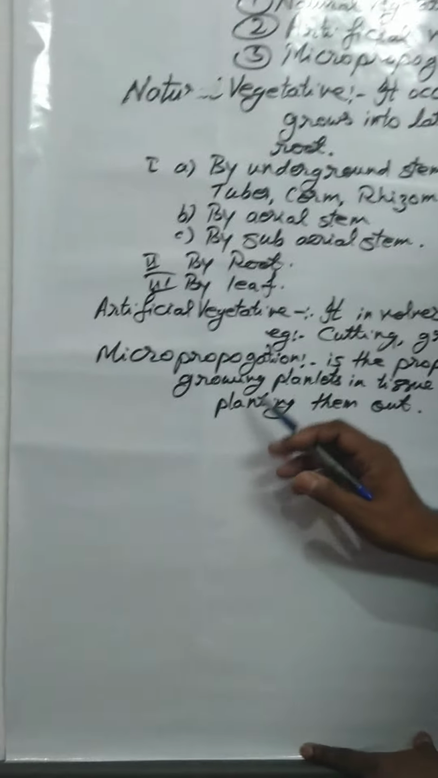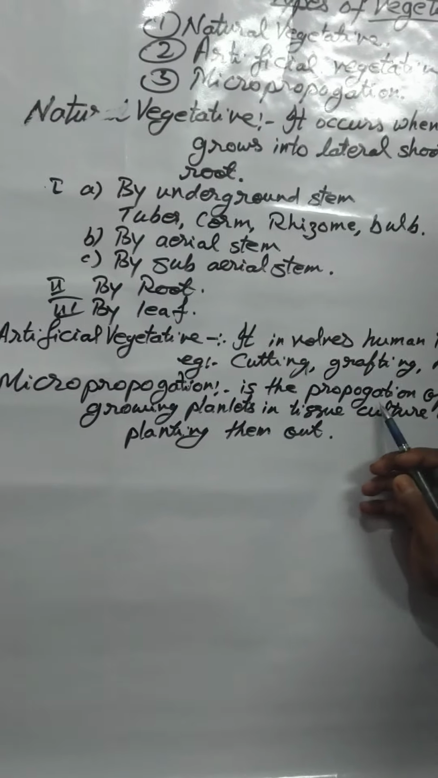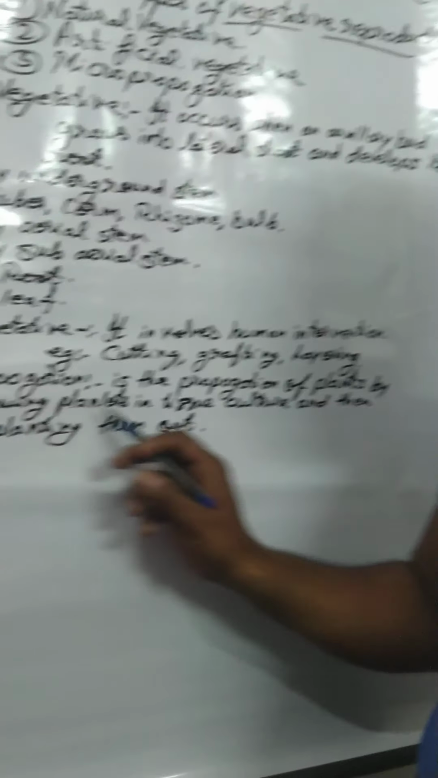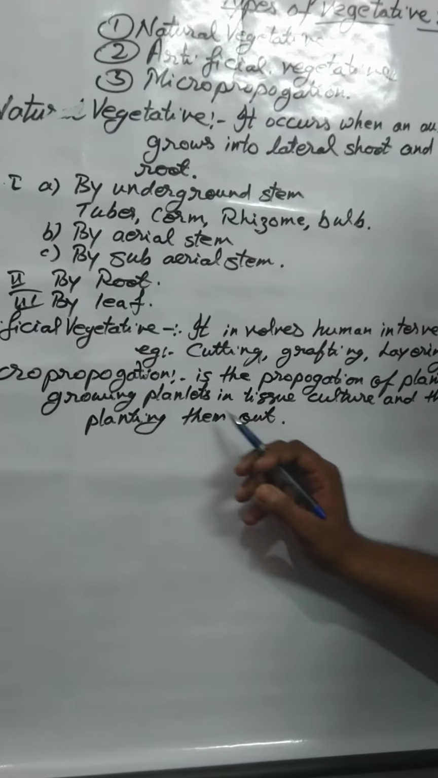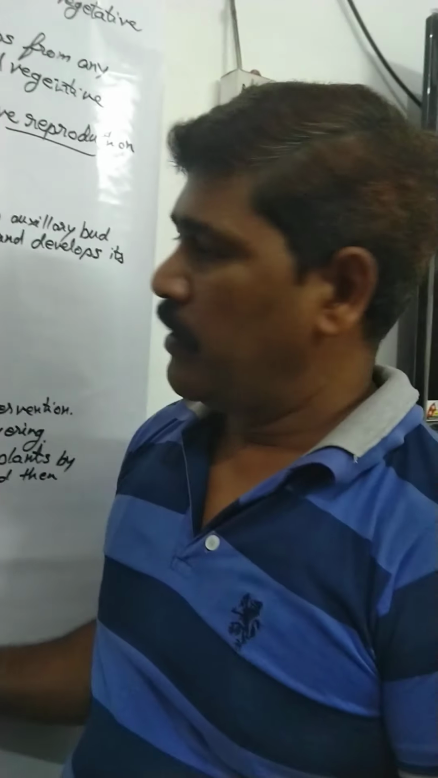Now, the third one is micropropagation. Micropropagation is the propagation of plants by growing plantlets in tissue culture and then planting them out.